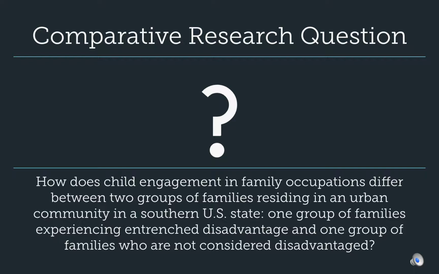Therefore, the aim of this study will be to explore the comparative research question regarding how child engagement in family occupations differs between two groups of families residing in an urban community in a southern U.S. state, with one group of families experiencing entrenched disadvantage and one group of families who are not considered disadvantaged.